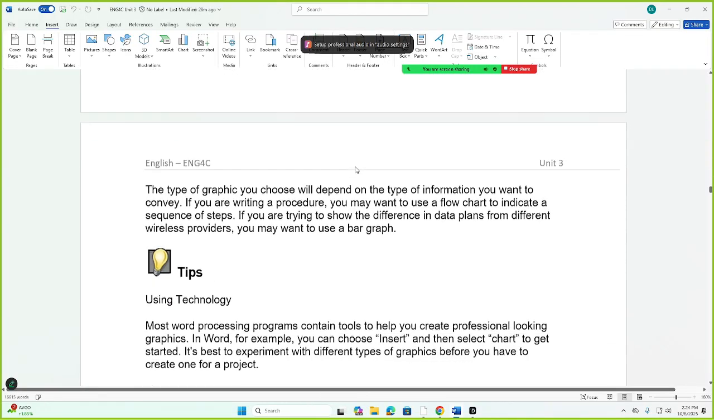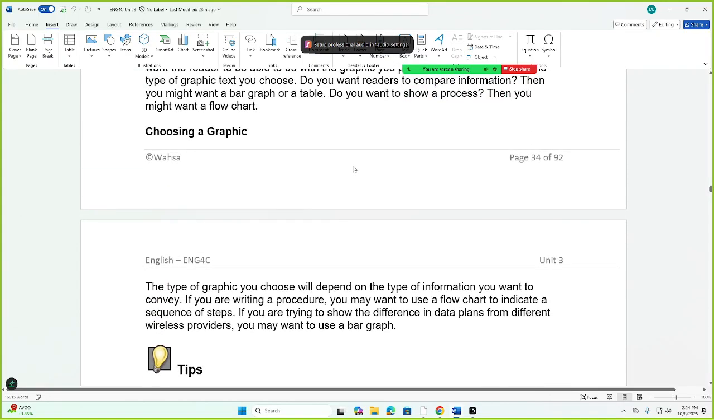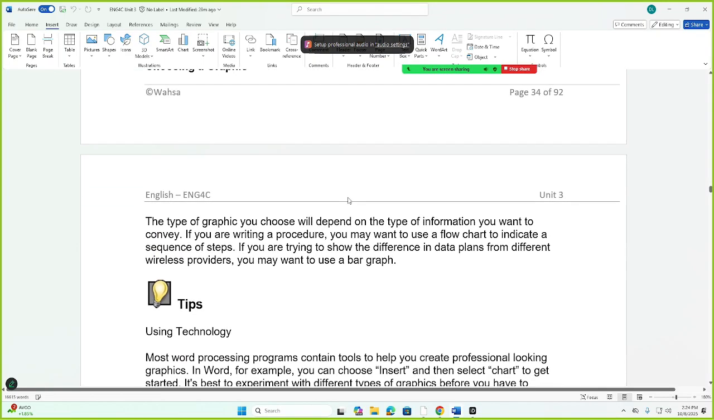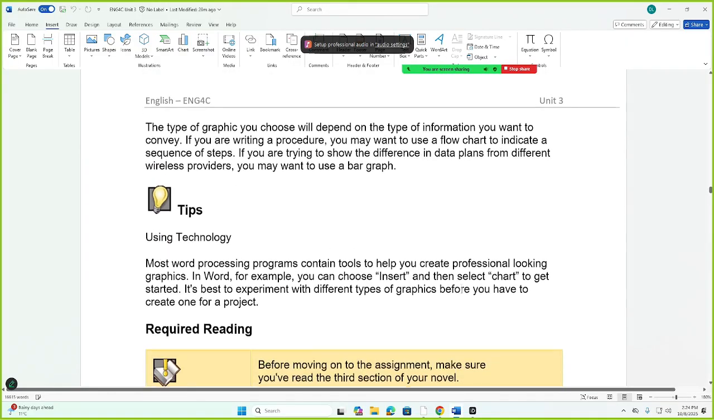On page 35, type of graphic, choosing a graphic. The type of graphic you choose will depend on the type of information you want to convey. If you are writing a procedure, you may want to use a flowchart to indicate a sequence of steps. If you are trying to show the difference in data plans from different wireless providers, you may want to use a bar chart.